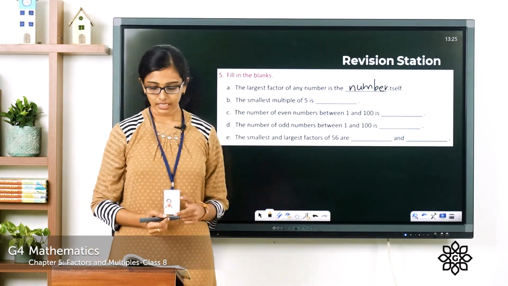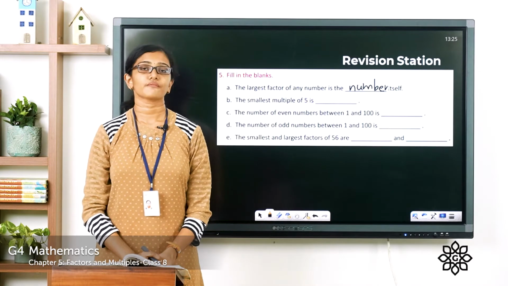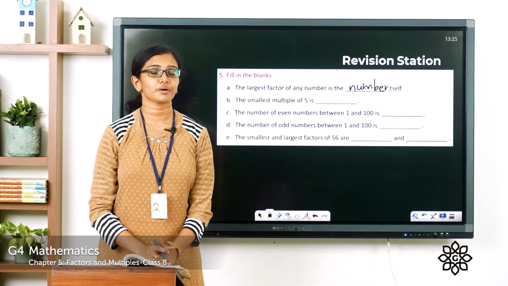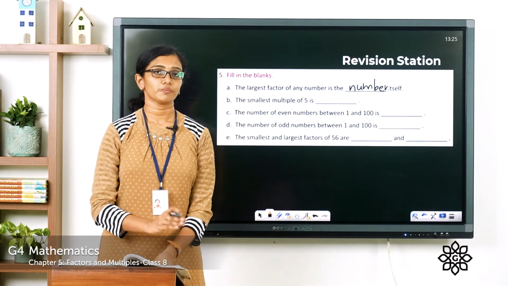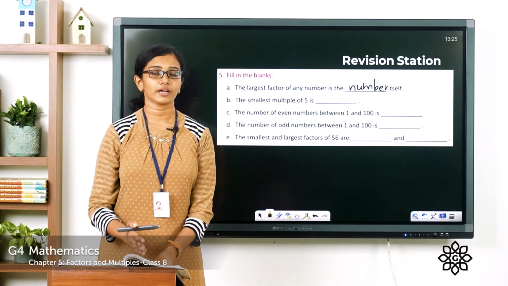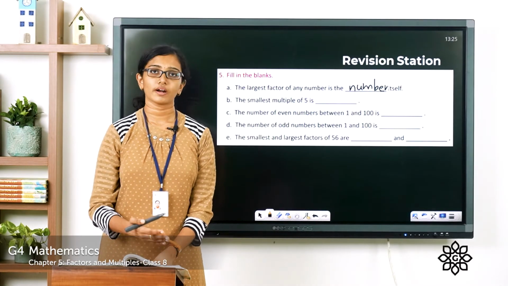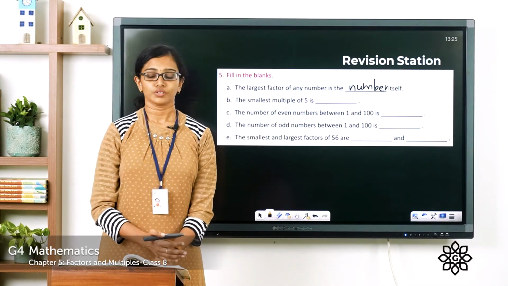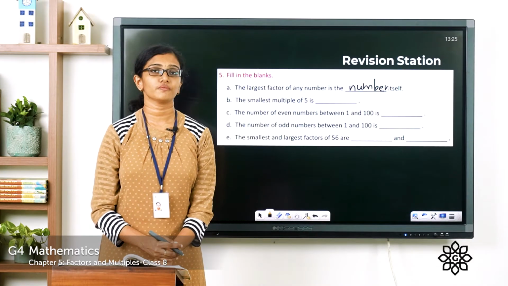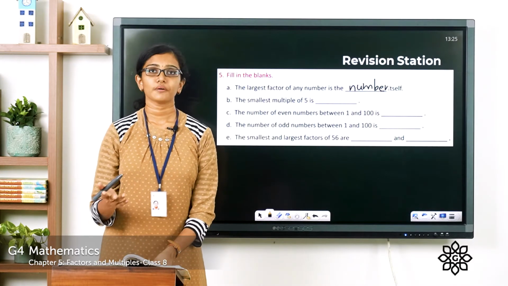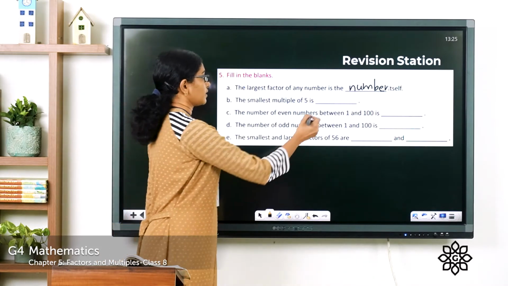Now question B, the smallest multiple of 5 is dash. So what are multiples? Multiples are obtained when the given number is multiplied with numbers such as 1, 2, 3 and so on. So what is the smallest multiple of 5? 5 ones are 5. So let's write 5 here.